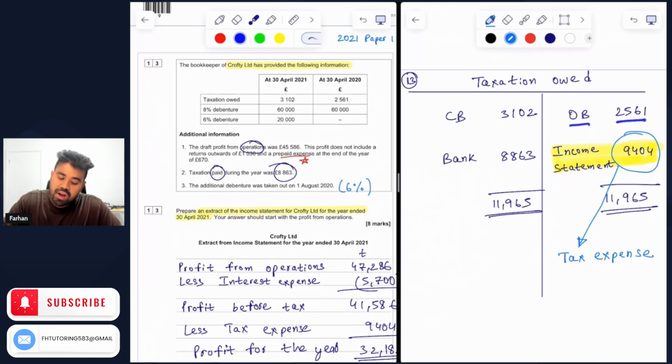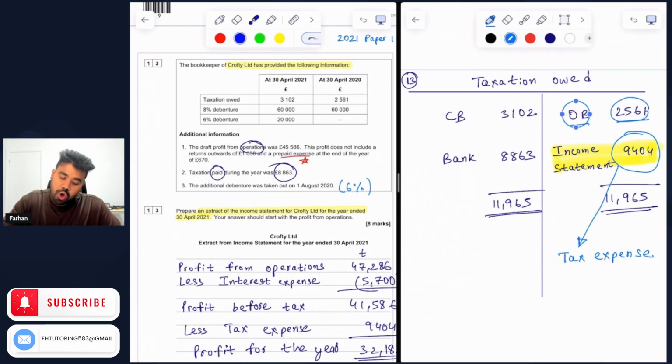we are using the opening balance for taxation owed, which is £2,561, and showing it on the credit side of the T account. Now, where did we get this £2,561 from? So if you look into the question, we know the balance at end of previous financial year, which is 30 April 2020, and that was £2,561 for taxation owed. When this balance would have been carried forward to the new financial year, starting 1 May 2020, then this would become the opening balance.